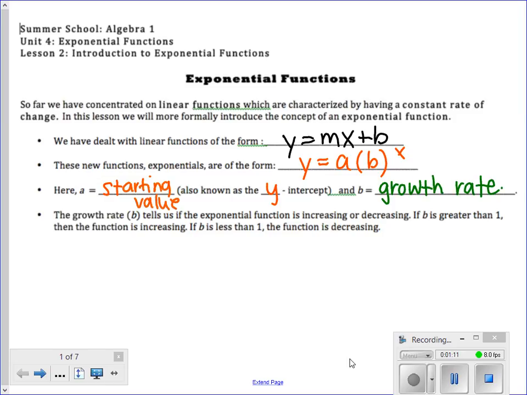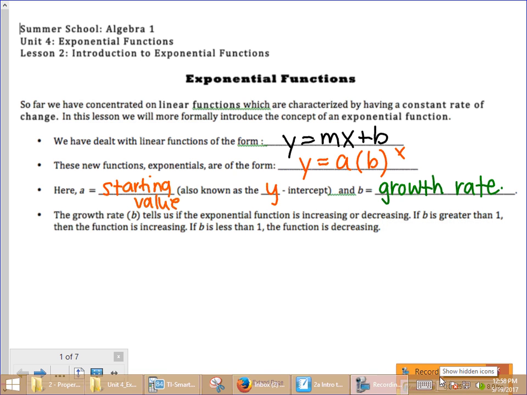The growth rate b tells us whether the exponential function is increasing or decreasing. If b is greater than 1, then the exponential function is increasing. If b is less than 1, then the function is decreasing. We will see all of that as we go through the notes today.